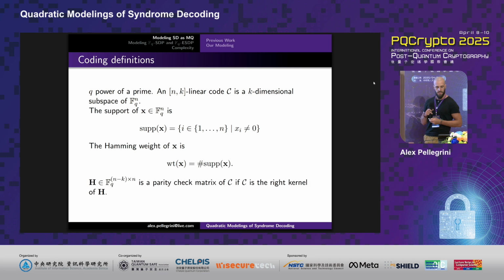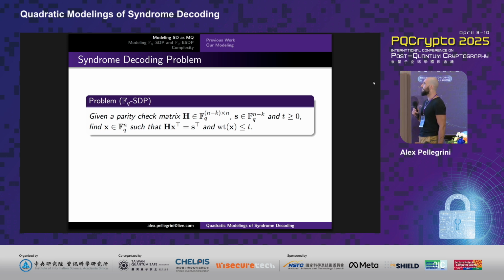Very good. H is a parity check matrix of C if C is the right kernel of H. With this definition, we can describe the problem that we are tackling. Actually, Hiroki before already defined them.